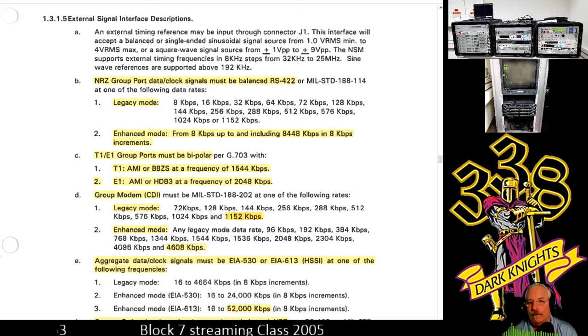Let's look at Delta, group modem. Anytime you see group modem, 99.9% of the time it's referenced in CDI, conditioned diphase. You have a legacy and an enhanced mode. So when you look at this, if you had a question, what is the max data rate in legacy, your answer should be, let's ask Sergeant McKinney. Question is, in legacy mode, in group modem or CDI, what is the max data rate? 1,152. Okay, good. So, see how the question is worded. In enhanced mode, it's 4608. So what's the max data rate for the group modem? Anybody? 4608. Yeah, 4608.